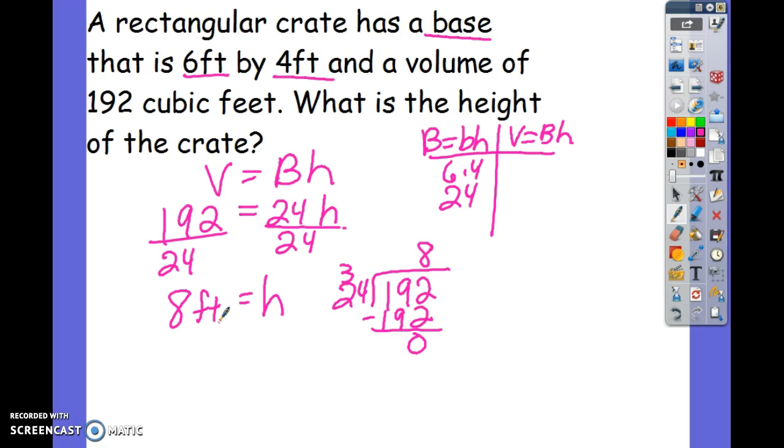And we need to make sure that we understand that that is just feet because that is the height. That is not the volume. We worked backwards on this problem. You want to make sure you start off with your formula, show your substitutions, and then you'll know what you need to do next to isolate your variable.